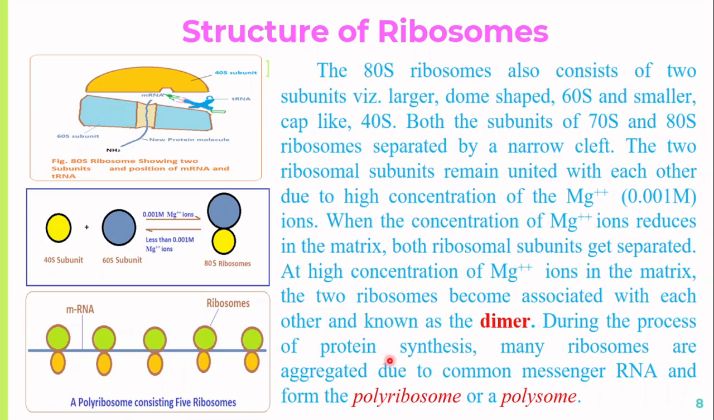During the process of protein synthesis, many ribosomes are aggregated due to a common messenger RNA and they form a structure. This structure is known as a polyribosome, or it is also known as a polysome. So here you can see all different ribosomes come together and are arranged on a common messenger RNA, and they form the structure of a polyribosome. Here 5 ribosomes are shown arranged on this mRNA strand and they have formed the structure of a polyribosome, also known as a polysome.